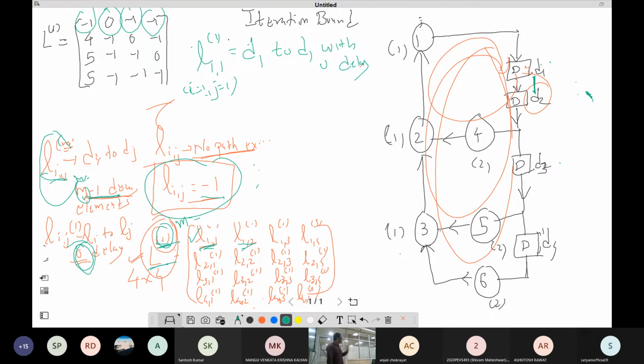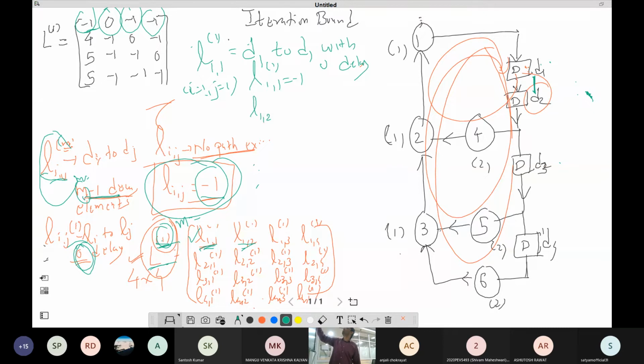So there is no path. Of course, there are several paths through which I can start from D1 and reach D1, but there is no such path with a 0 delay element. There is one path with a 1 delay element, another path with a 2 delay element, a third path with a 3 delay element. But there is no path where I start with D1 and reach D1 with 0 delay elements. So if there is no such path, I need to put -1. That's why this first value is written as -1. So I consider L11 as -1.